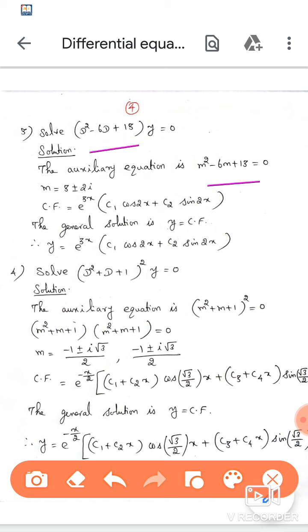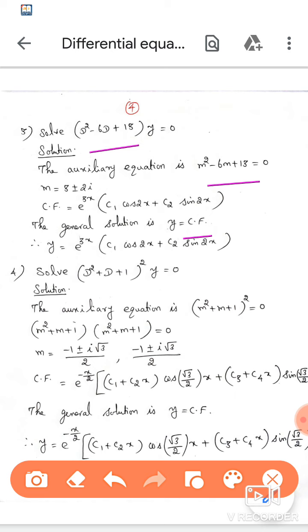Here the roots are imaginary. So the complementary function is e power 3x (c1 cos 2x plus c2 sin 2x). The general solution is y is equal to complementary function. Therefore, y is equal to e power 3x (c1 cos 2x plus c2 sin 2x).